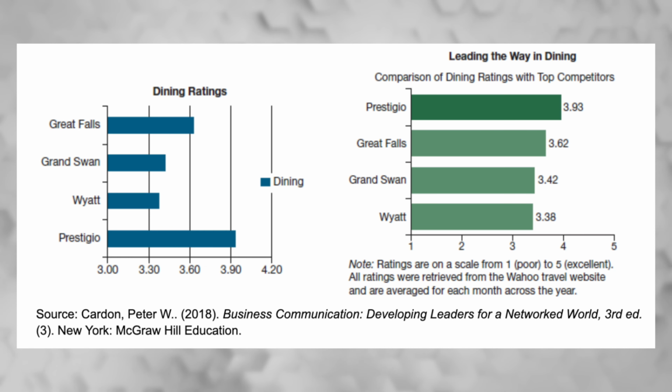On the left, we have a bar chart that doesn't quite say anything. Sure, we know that Prestigio is scoring slightly more than 3.9 for their dining ratings. But is this good or bad? Nobody knows. But on the right, we have a clear bar chart that tells us what these ratings mean. As seen from the note on the bottom, the chart explains that ratings are on a scale from 1, meaning poor, to 5, meaning excellent. So, we know that Prestigio is doing very well in terms of dining ratings here.